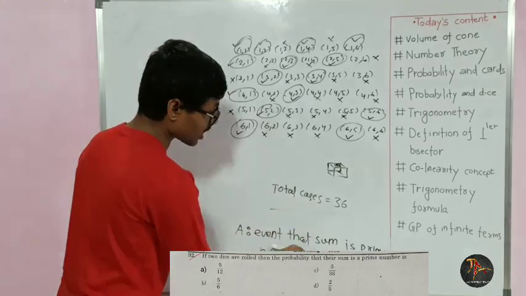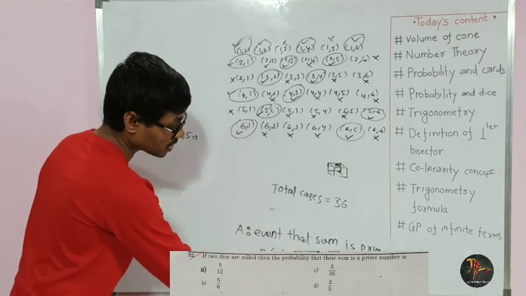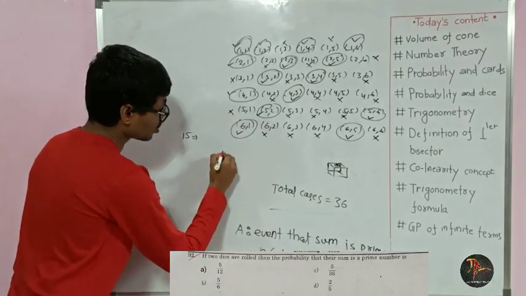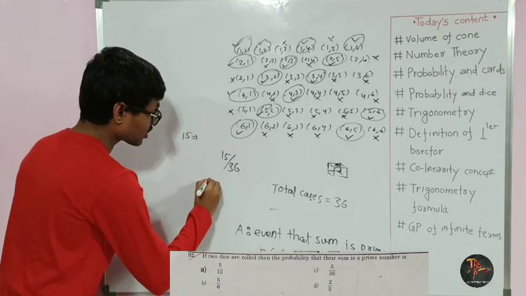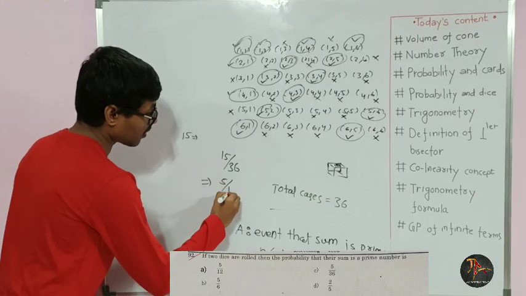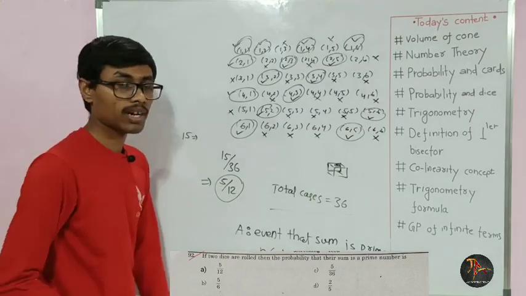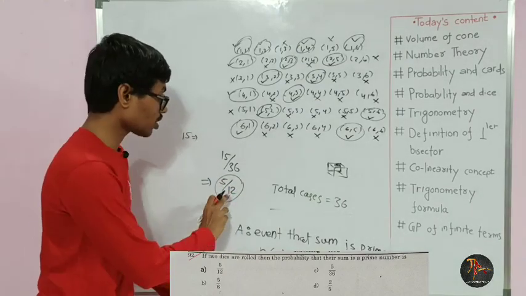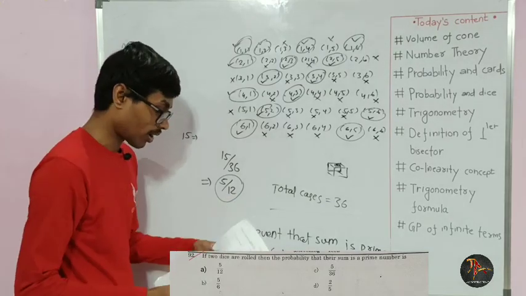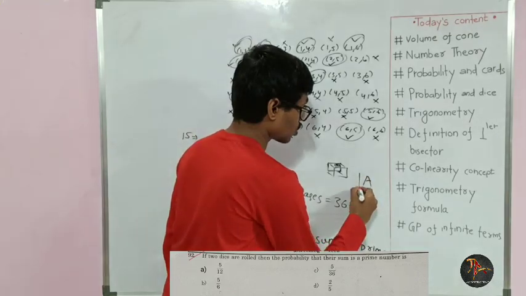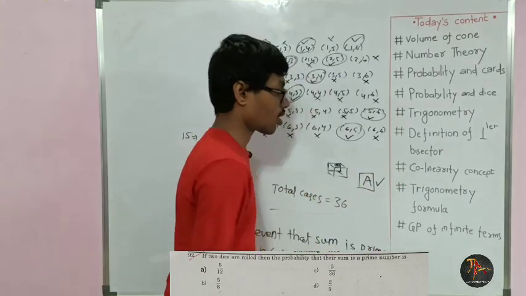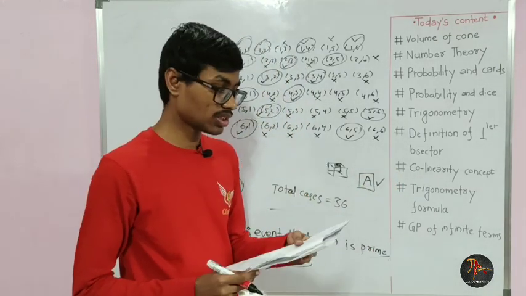So total cases are 36, out of which we can choose 15 cases. So the probability will be 15 upon 36. If I cancel 3, then I will get 5 divided by 12. So the probability comes out to be 5 out of 12. It is given in option A. So the correct answer for this question is option A.